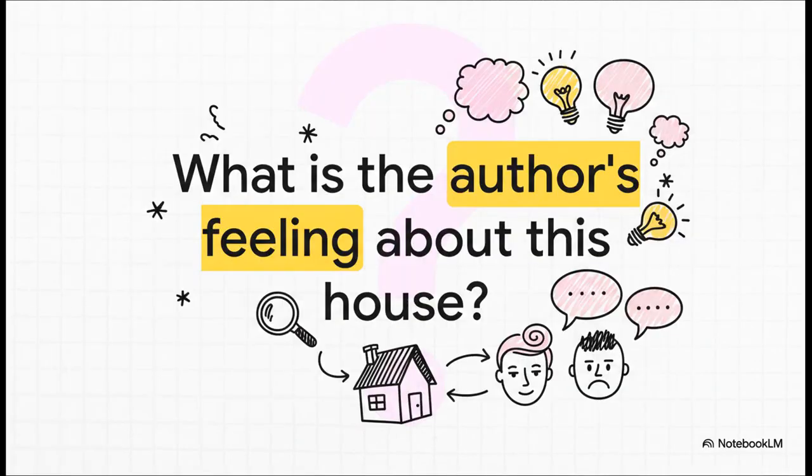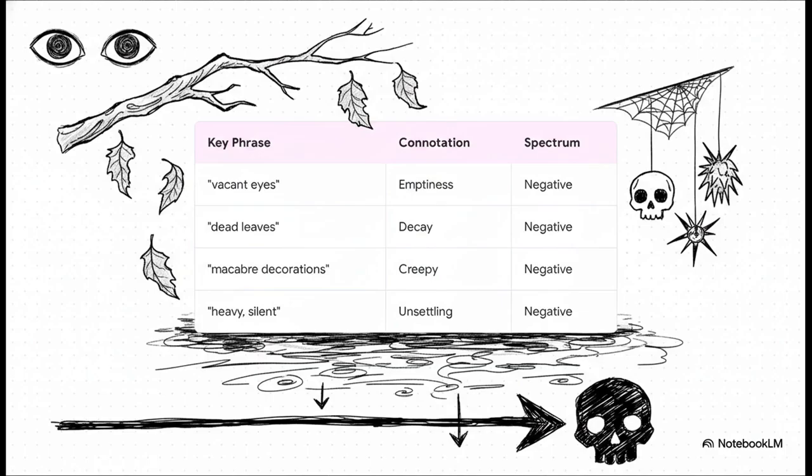So what do you think? Just from hearing that, what's your gut reaction? What's the author's feeling about this house? What do you think the tone is? Let's use our READ strategy and break it down. Look at the words the author chose. Vacant eyes. That feels empty and lifeless. Definitely negative. Dead leaves. That screams decay. So negative again. Macabre decorations. I mean, come on, that's just creepy, right? Firmly on the negative side. Every single key phrase is pointing in the same direction. The pattern is crystal clear, creating a really eerie, somber tone.